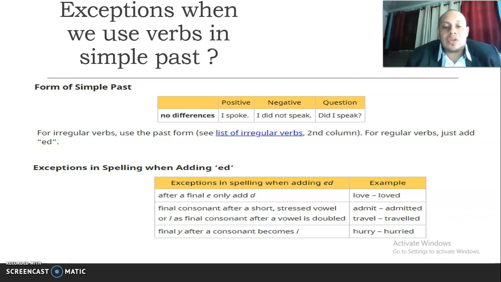A final consonant after a short stressed vowel is doubled. For instance, admit, right? This is something that we have to use in pronunciation, so we have to be very careful. So we say admit, in simple past we say admitted. Travel, traveled. A final Y after a consonant becomes I, so it's hurry, hurried. Those are the exceptions for the usage of simple past.